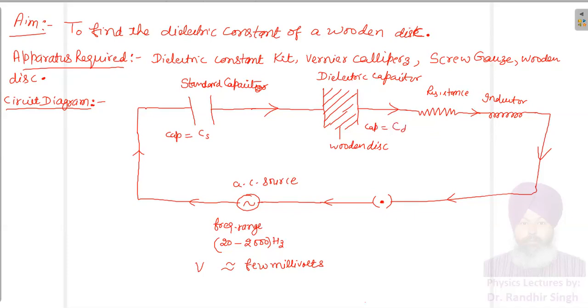is CD. So since both of these capacitors are in series, the voltage across them will be different. So voltage across this is Vs and voltage across this is Vd. Since these are in series, the instantaneous value of current or peak value of current or RMS value of current through both of these capacitors will be same.